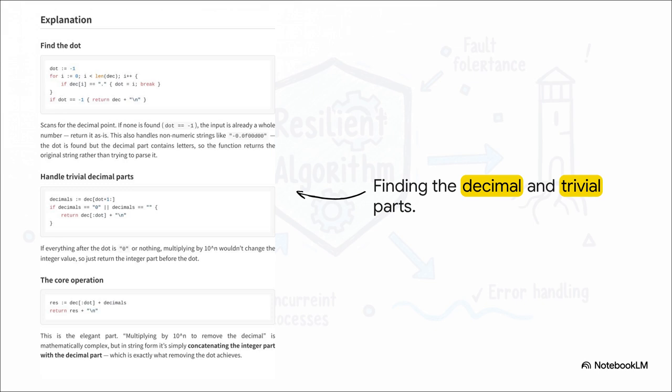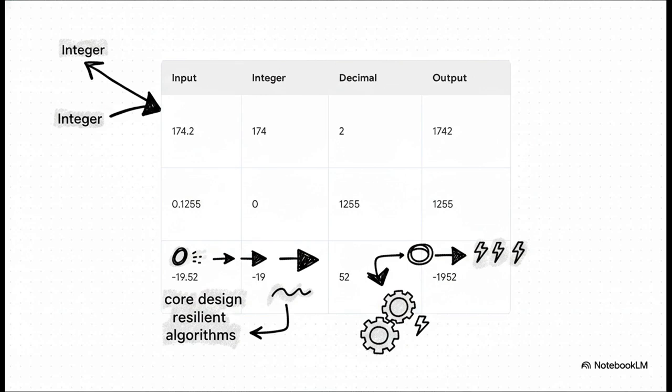It also checks the slice of characters after the dot. If those decimals are just a single 0 or completely empty, the function is smart enough to realize that gluing them wouldn't change the integer's actual value, so it just chops off the decimal entirely and returns the integer portion. Visually tracking this, you can see how straightforward it really is. The input 174.2 is split into 174 and 2, and then simply shoved together to become 1742.